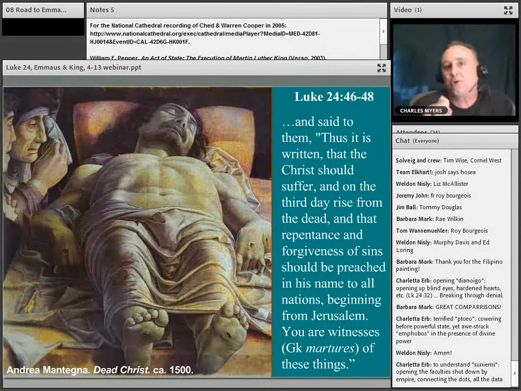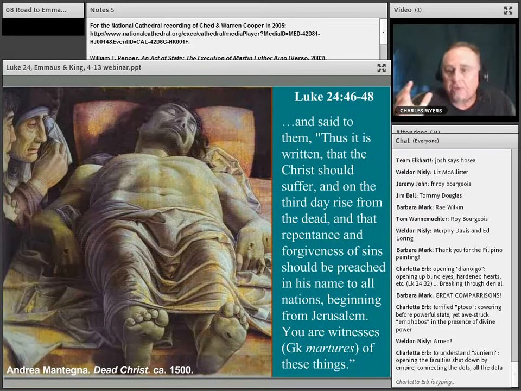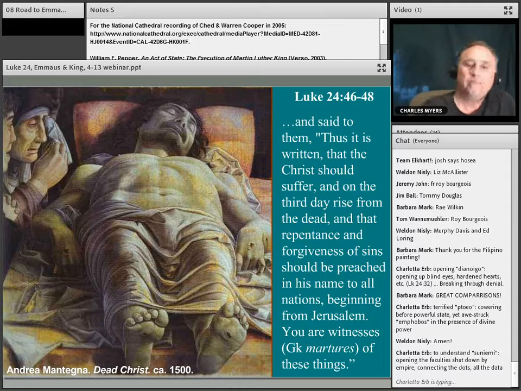Now, as you know, the Greek term martyres is where we get our term martyr from. That is, we too are called to embrace the cost of this discipleship. Problem is, everybody in America wants to be a millionaire. Don't nobody want to be a martyr. And that's the rub.